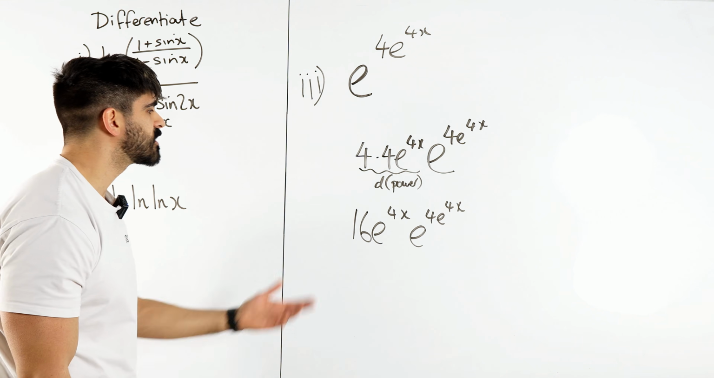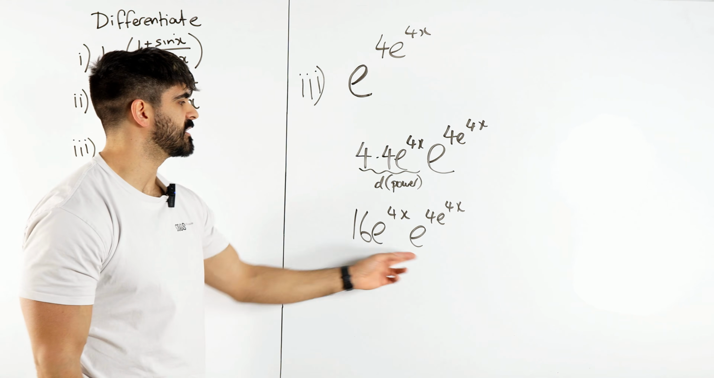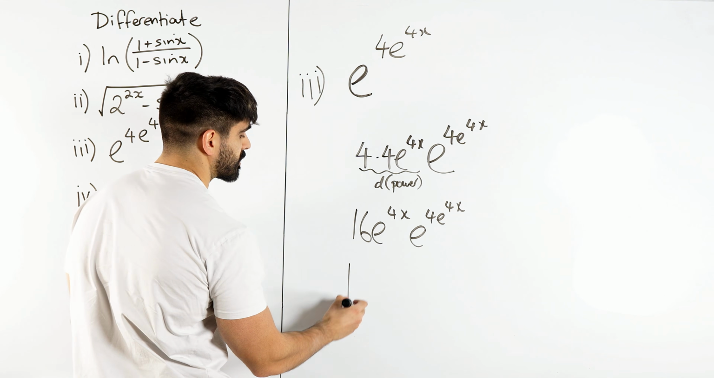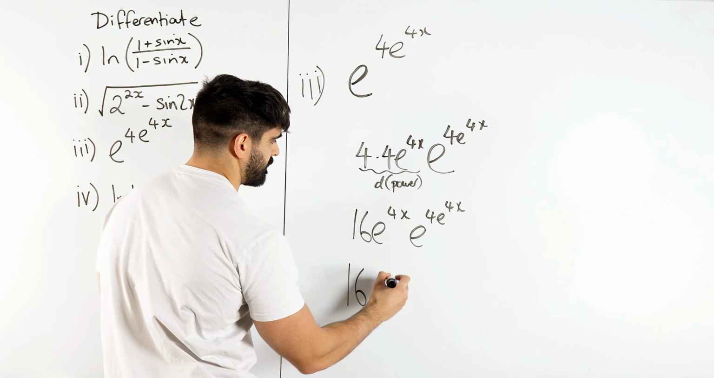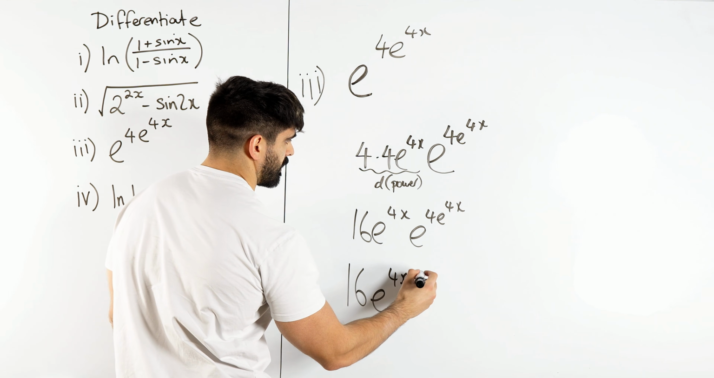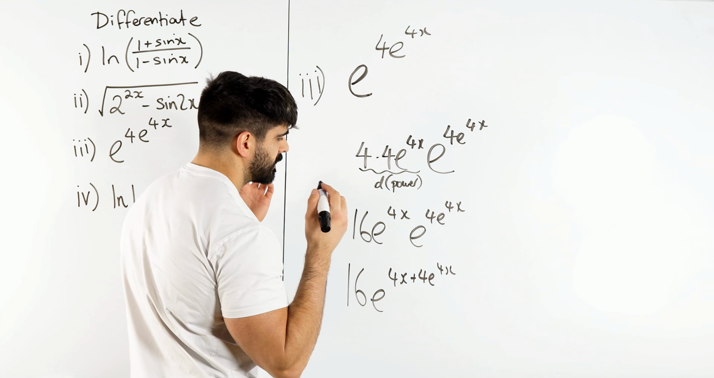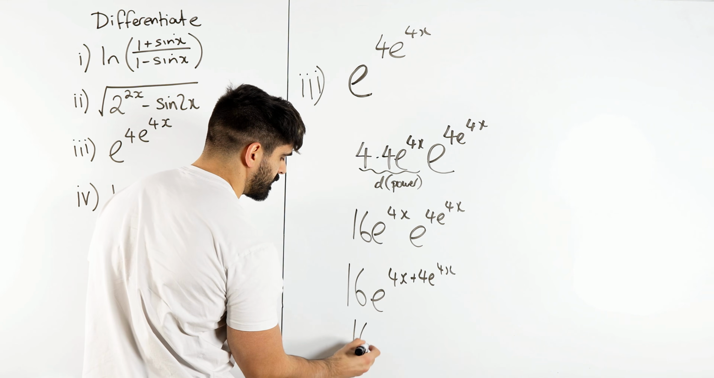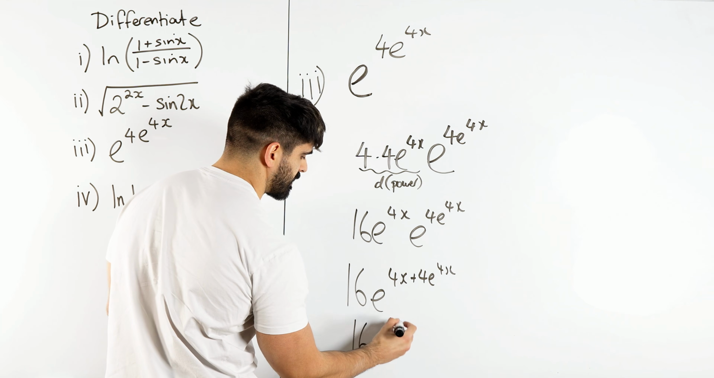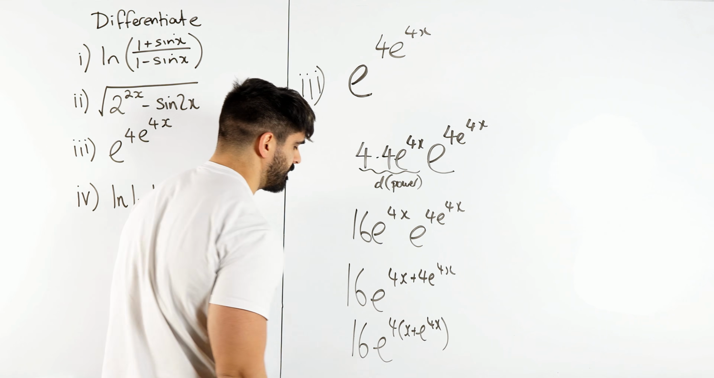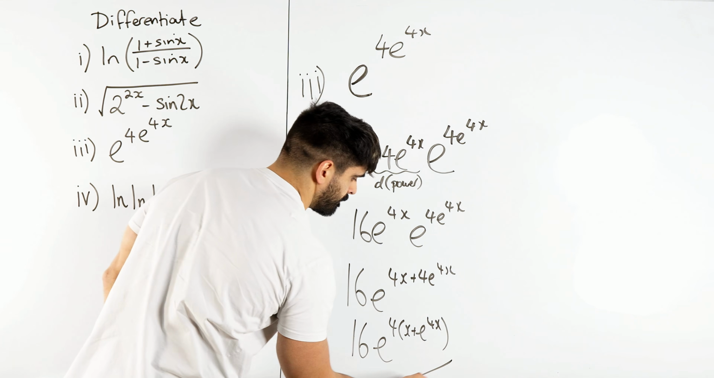Yeah? Can you simplify this? You can. Having these double e's doesn't look very nice. You can bring them together by adding the powers. You could have e to the 4x plus 4e to the 4x. Can you simplify that more? I mean, you can infinitely keep simplifying things if you want. You could factorize out a 4 maybe and say that is your final answer.